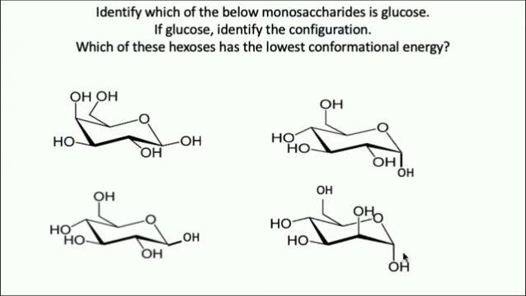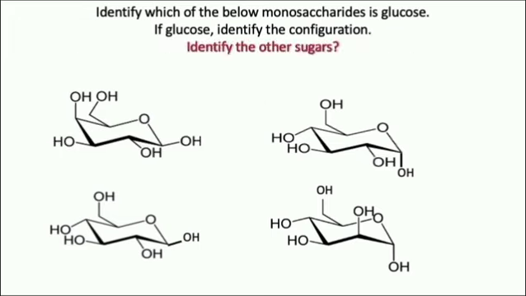How about this one? Well, right away you probably noticed we have an axial hydroxyl on carbon 2. This is not glucose. How about this one? Equatorial, equatorial, equatorial. Everything's equatorial. This is the lowest possible conformational energy. Not only is it glucose, which form of glucose is it? The beta form. And to confirm that, here we have the hydroxyl above the plane of the glucose, flying like a bird for beta.